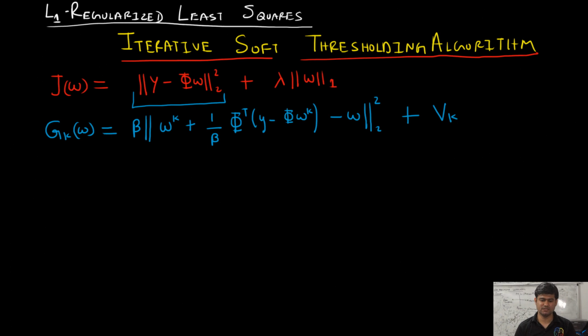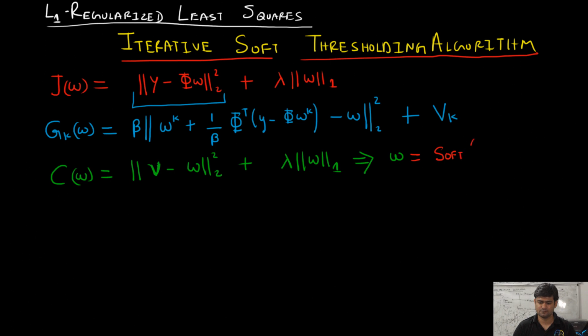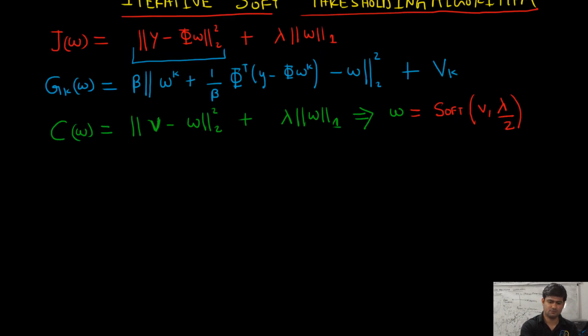Then in the previous lecture we considered another loss function c of w, which was simply some vector v minus w, squared, plus lambda times L1 norm of w. And we saw that the closed form solution for this loss function is simply w is equal to the soft of v comma lambda by 2. So this is 1, this is 2. We'll use both of these definitions later on in this lecture.